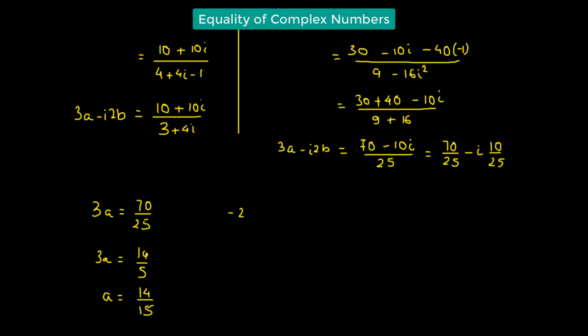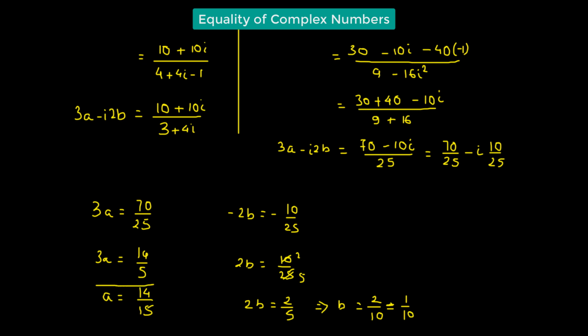Then we have negative 2b equals negative 10 over 25. We multiply both sides by negative 1, so that gives us 2b equals 10 over 25. Then we can divide both numerator and denominator by 5. So we have 5 times 2 is 10 and 5 times 5 is 25. So that gives us 2b equals 2 over 5, which implies b equals 2 over 10, which is simply 1 over 10. So these are the two values. So we have a equals 14 over 15 and b equals 1 over 10.